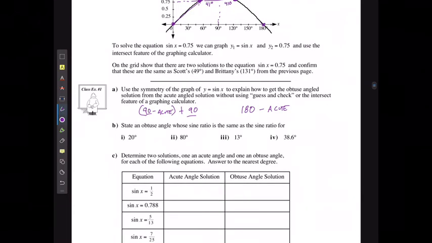So if I'm stating an obtuse angle whose sine ratio is the same as the sine ratio of this, then I would just take 180 minus 20. An obtuse angle for this would be 160 degrees. 180 minus 80 is going to give me 100 degrees. 180 minus 13 is going to give me 167 degrees. And 180 minus 38.6 is going to give me 141.4 degrees.